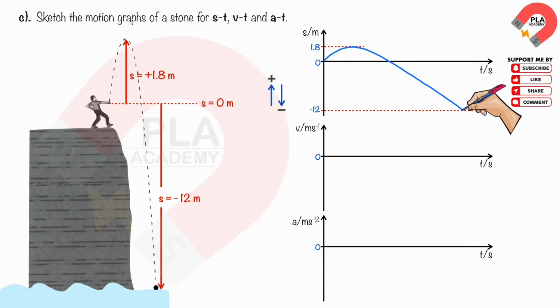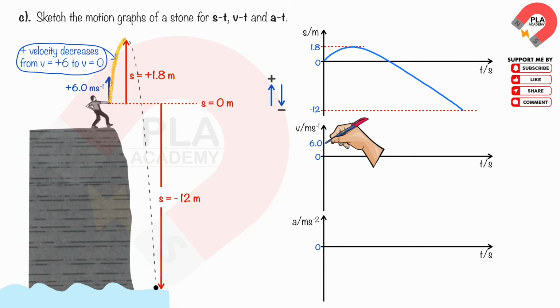At the start, the velocity, v, is 6 meters per second upwards. When the stone is thrown up, its velocity, v, decreases from positive 6 to 0 meters per second at the highest point. So, we draw the velocity-time graph, like this. The graph is a straight line with a constant negative gradient because its velocity is decreasing at a constant rate.